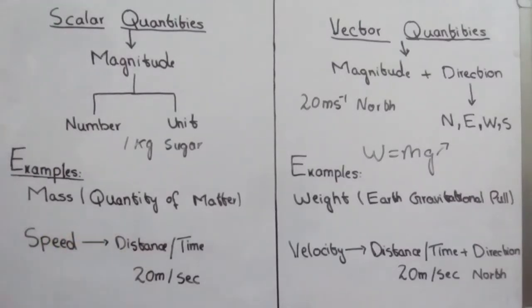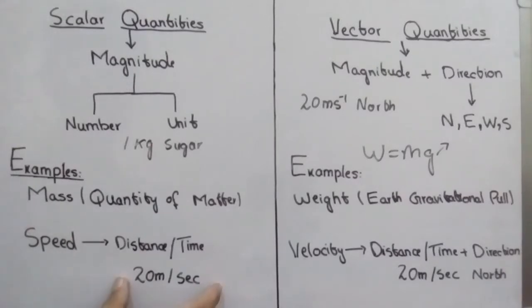Here look at the second example of these quantities, speed and velocity. Speed is an example of a scalar and velocity is a vector quantity. Speed is distance divided by time. So we have a distance of 20 meter per second. A body covers a distance of 20 meter in 1 second. And velocity, 20 meter of distance covered by a body in 1 second, toward north.